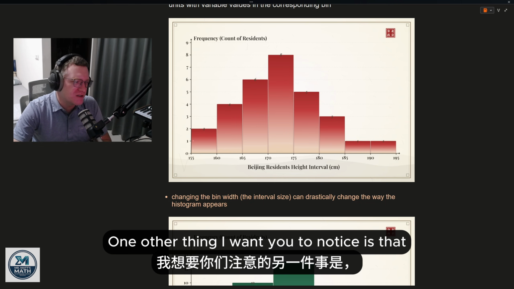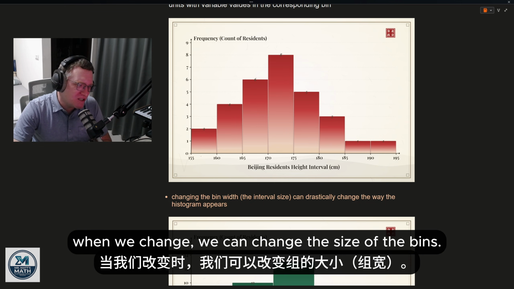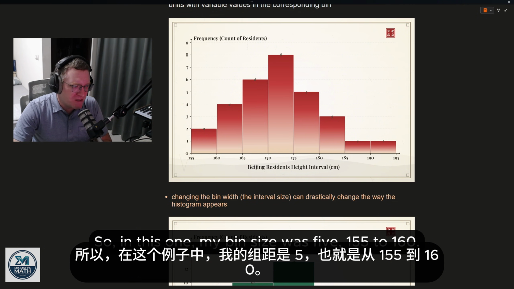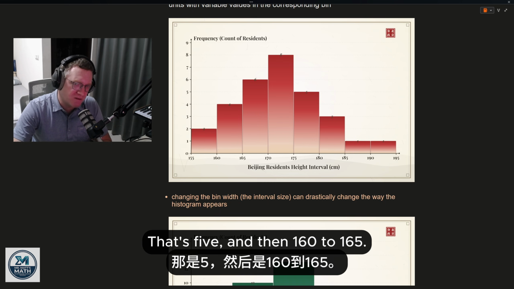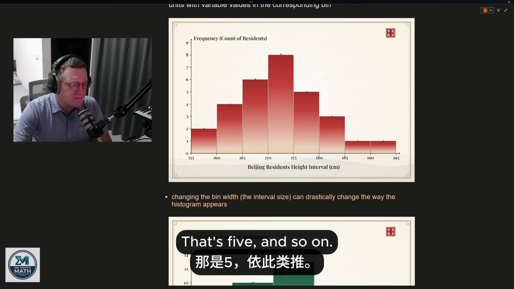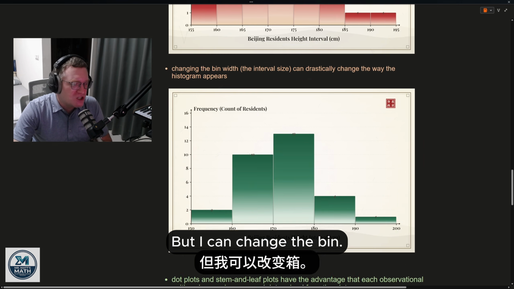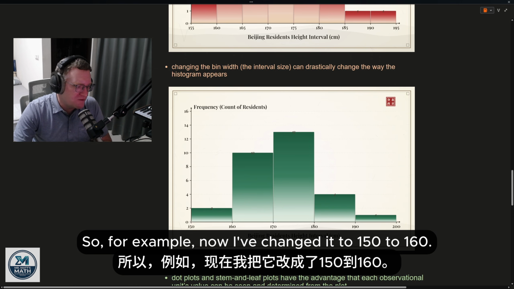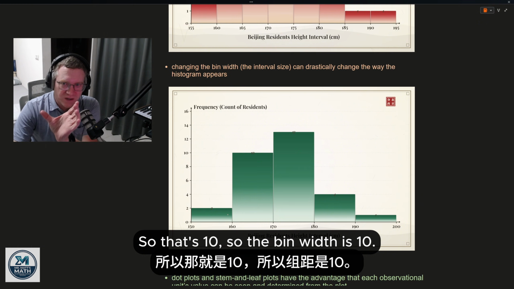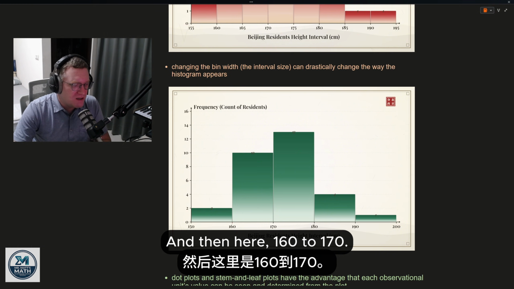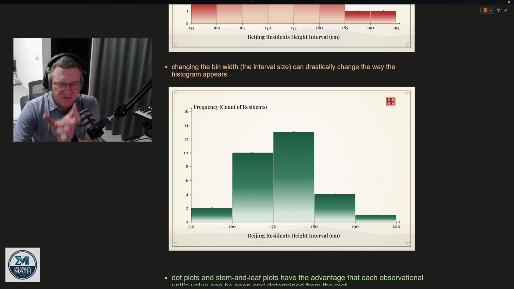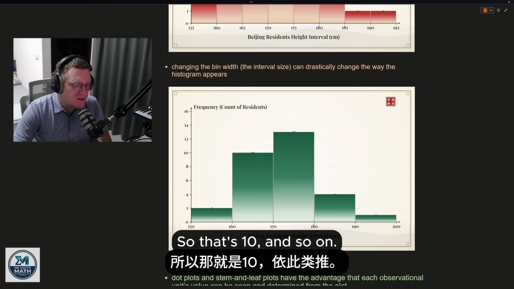One other thing I want you to notice is that we can change the size of the bins. So in this one, my bin size was 5, 155 to 160, that's 5, and then 160 to 165, that's 5, and so on. But I can change the bin. So for example, now I've changed it to 150 to 160. So that's a 10. So the bin width is 10. And then here, 160 to 170. So that's 10, and so on.